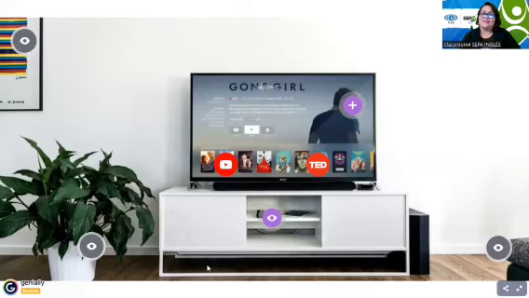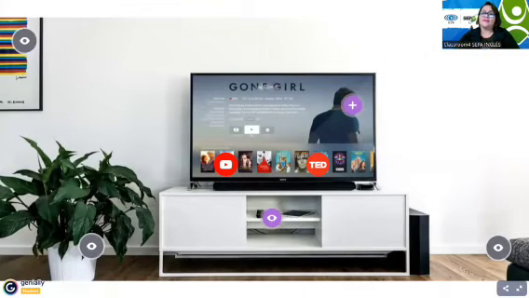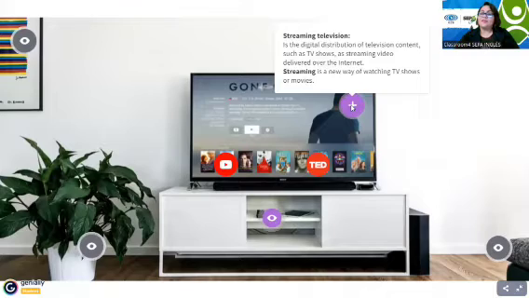Okay, and then here, this part. Streaming television. What is streaming television? Do you have any idea? Streaming television is the digital distribution of television content, such as TV shows as streaming video, delivered over the internet. Streaming is a new way of watching TV shows or movies.